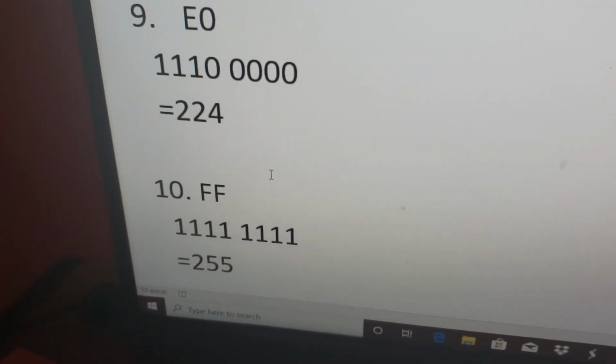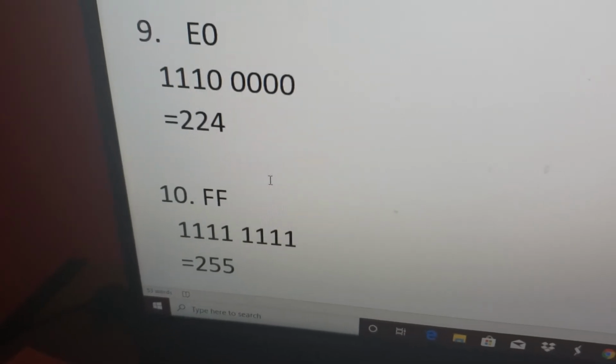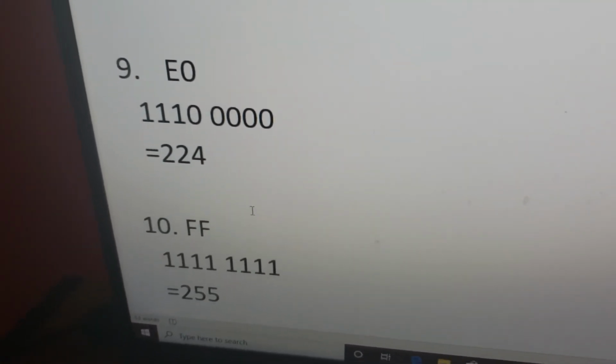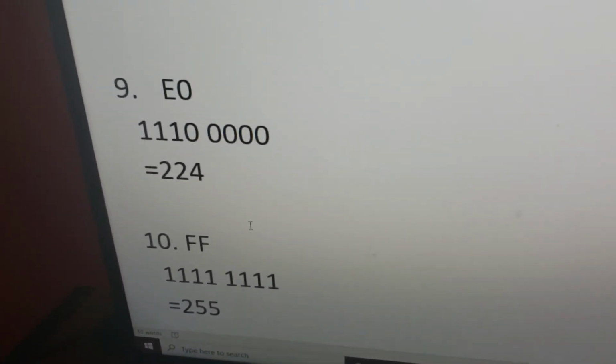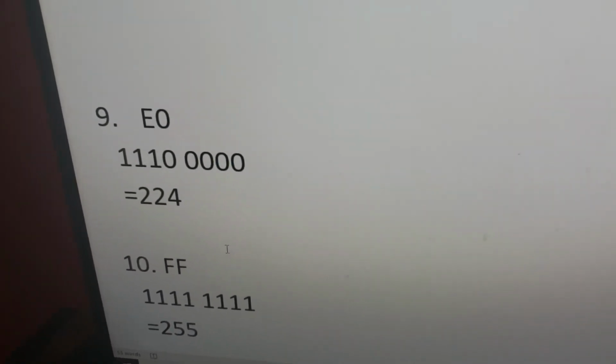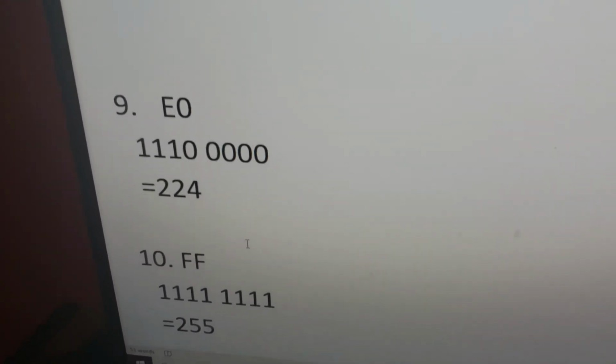So for the last one, which is FF, all bits are turned on. Really, all we have to do is add all the bits from 1 to 128. So 128 plus 64 plus 32 plus 16 plus 8 plus 4 plus 2 plus 1 would give us 255.